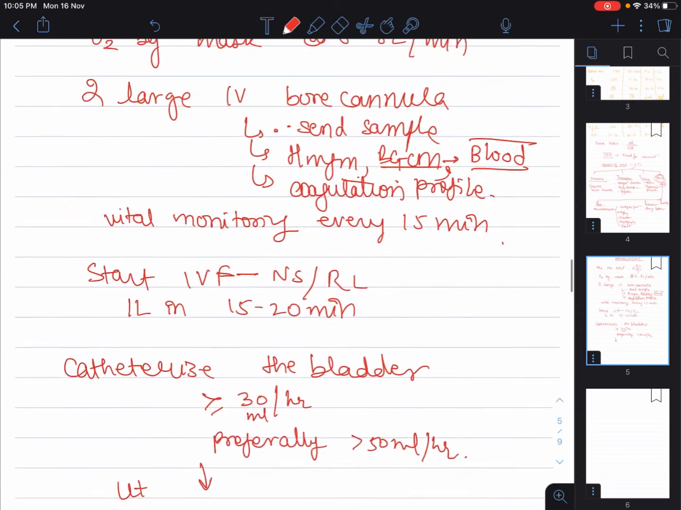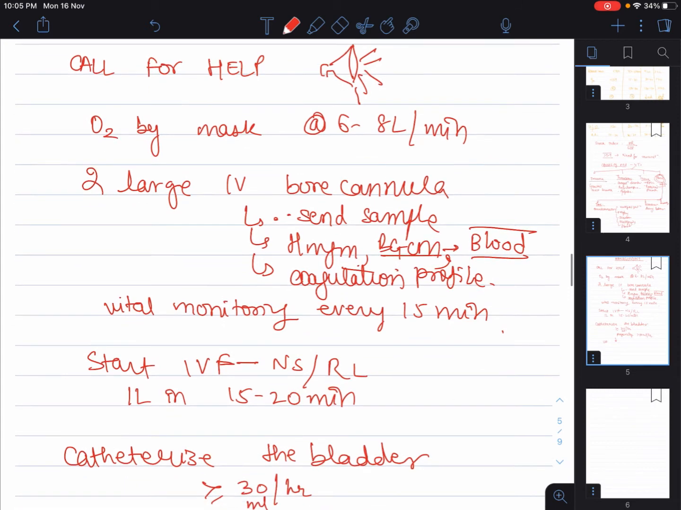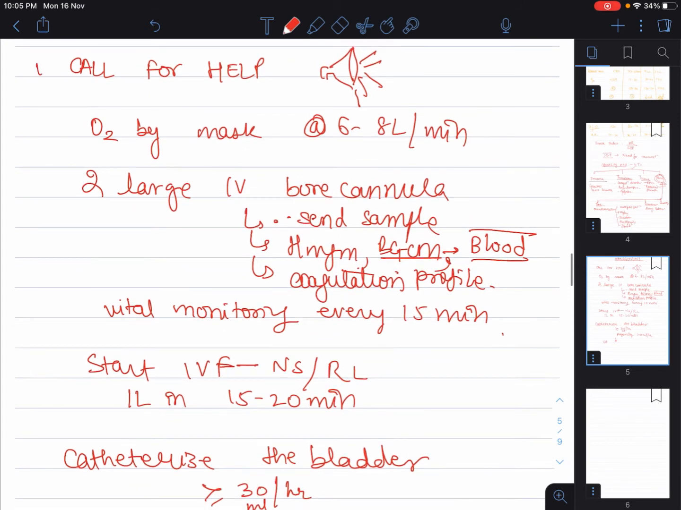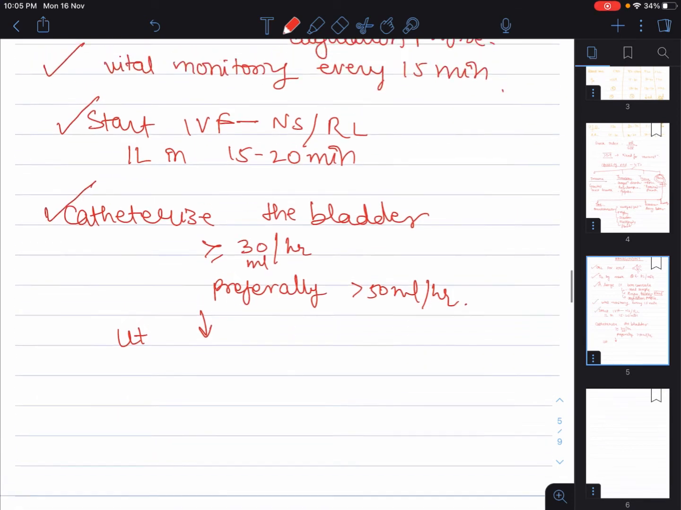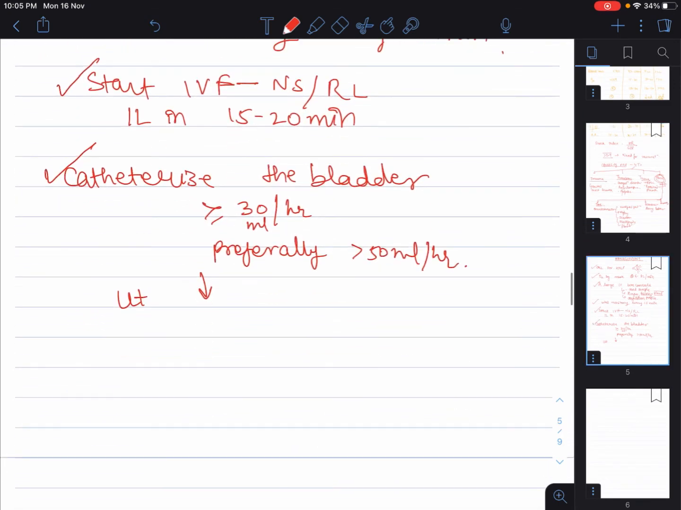So this was all the non-specific things that you have to do. We'll go over this again. You have to call for help. You have alerted all your teammates that there's a patient who is bleeding and who will need help. You have started the oxygen there and then at 6 to 8 liter per minute. You have secured the IV line. You have started taking the vitals, you have started the fluids, and you have catheterized the patient. Now that we have done these things, we'll start with the uterotonics.